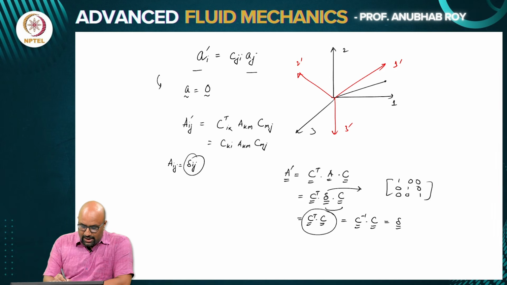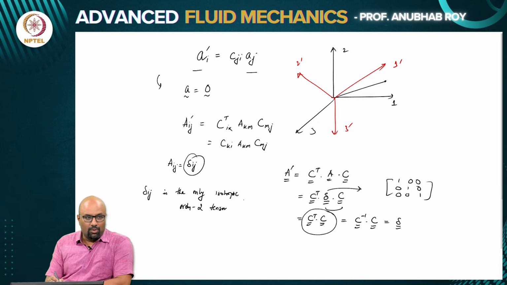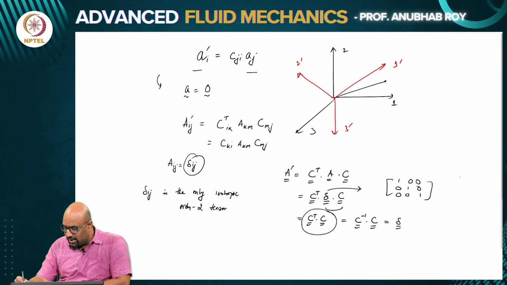So, the Kronecker delta is, and it turns out, the only isotropic order 2 tensor. To show that it is the only one requires a little bit more work: let us assume that there is some other tensor over and above delta ij that is also isotropic, and you try to show that it is distinct from delta ij, and it turns out it is not. So, I am going to leave that proof here. For those interested, you can check the book on tensors by Rutherford Harris, where the proof is given.